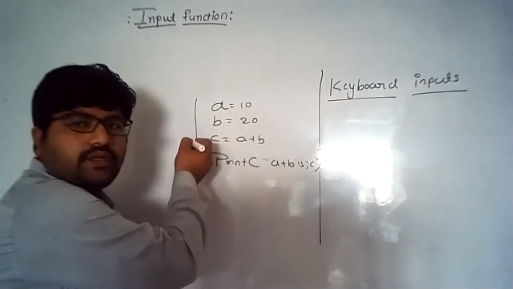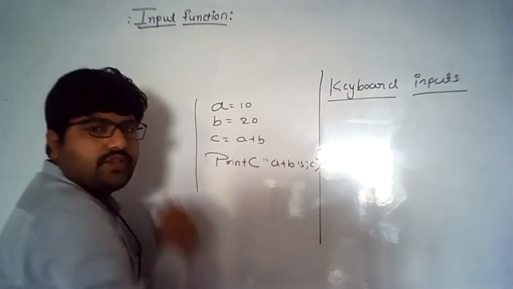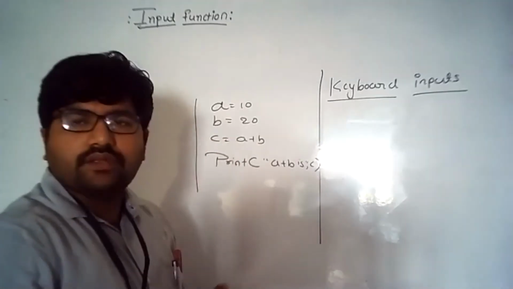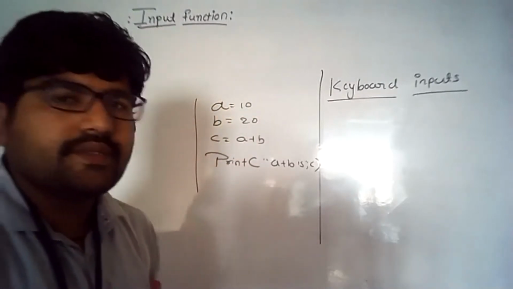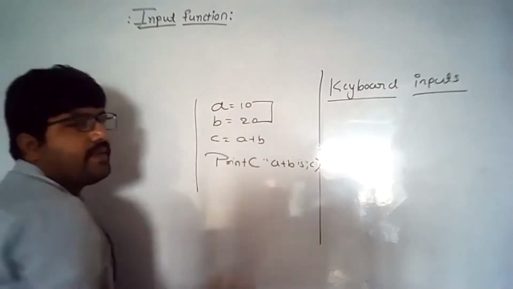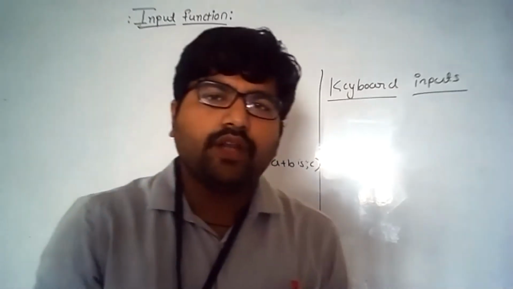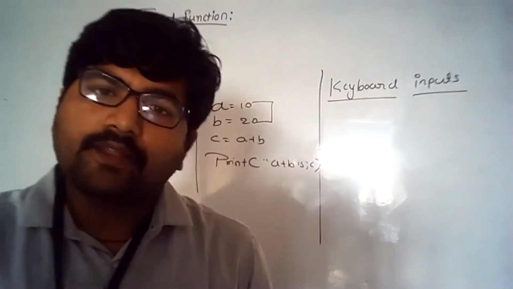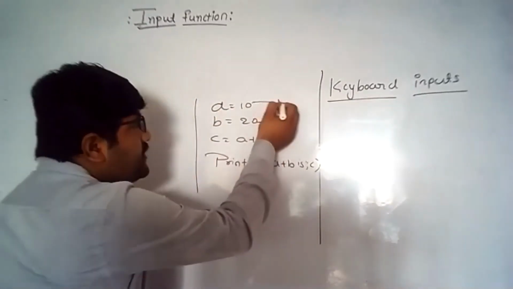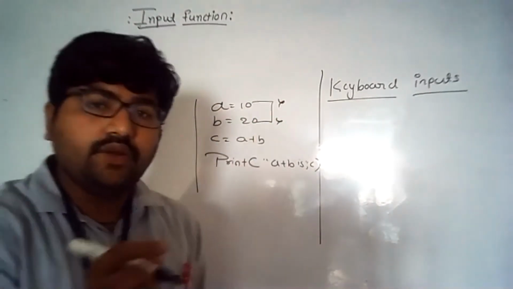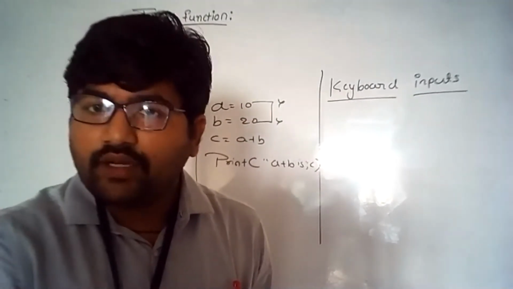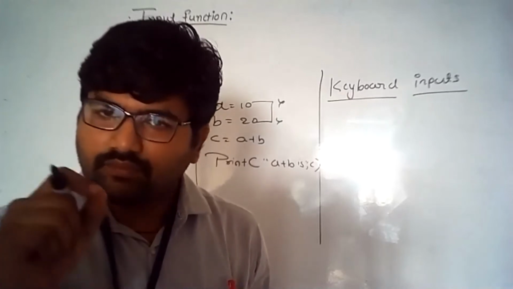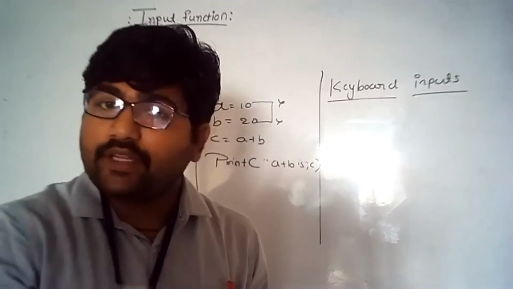A is 10, b is 20, a plus b is 30, that is, c is holding 30. The question arises: I am assigning these values at program time, that is, when writing the program. If you want to modify these two values, you need to modify the variables by opening the program only.